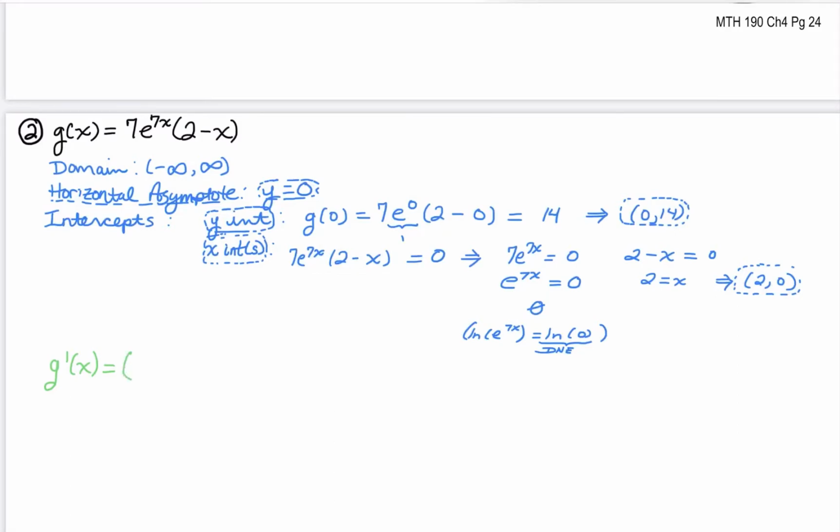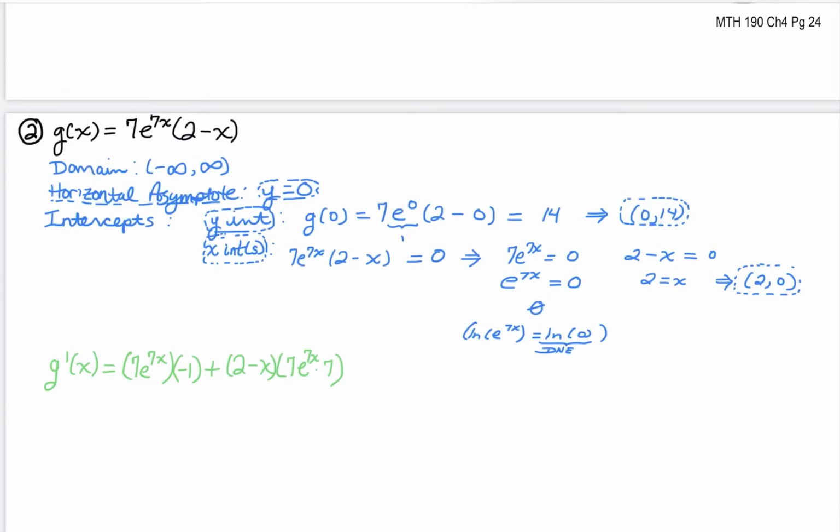In terms of the 7, I tend to just sort of lump that with the first function. You could factor it out in front of everything if you prefer, but I'll say that's my first factor. I'll leave that first function alone, times the derivative of the second one, which would just be -1. And then plus, we change that order, so the 2 minus x left alone. And then the derivative of 7e to the 7x is 7e to the 7x, but then by chain rule times that 7, that derivative of the inside.